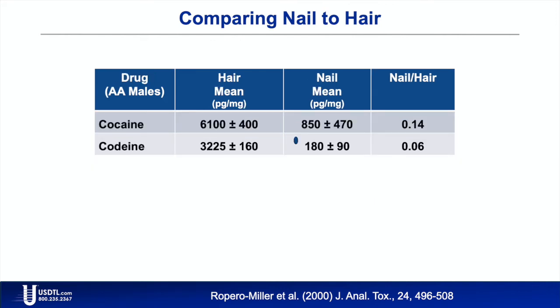And here's a convenient table that I made to show the averages from the previous 2 slides. So the hair concentration mean for cocaine was 6,100. The nail mean was 850, or 14%. And for codeine, we had 3,200 picograms in the hair and 180 in the nail, which is 6%. Again, at first glance, one would perhaps assume we need a different cutoff for fingernail.